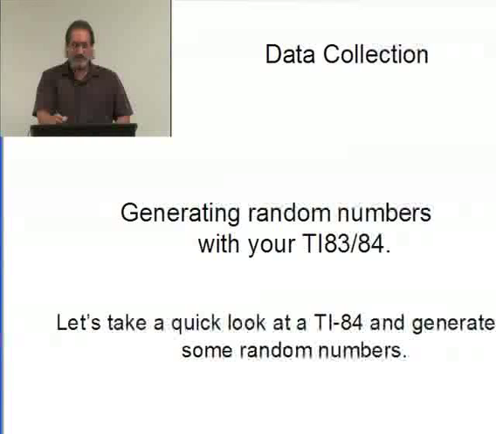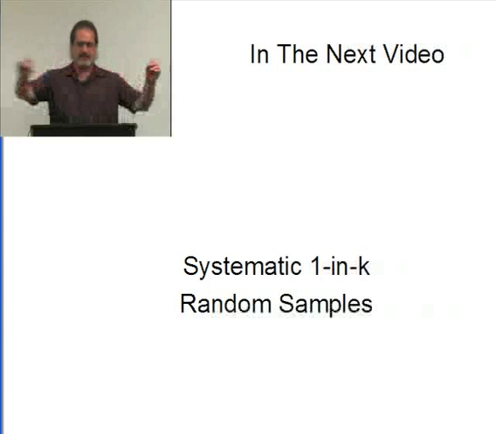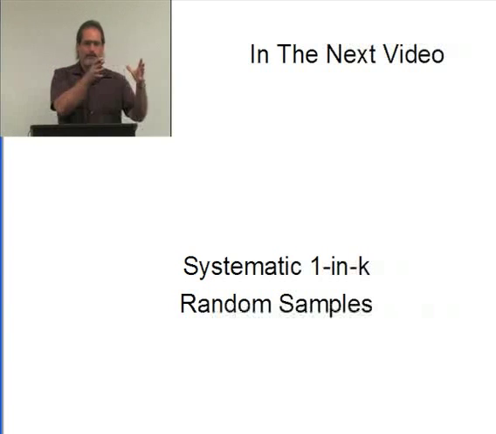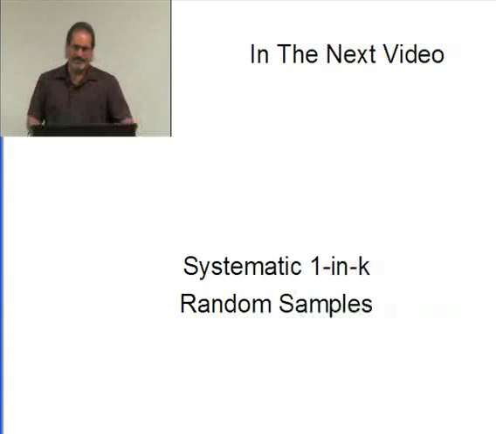That would bring us to our next section, which is a systematic 1 in K random sample. The nice thing about the systematic 1 in K is if you have a list, the 1 in K will prevent the numbers from being all grouped together someplace. It actually forces your sample to be spread out throughout the entire list. So we'll take a look at that in the next video.